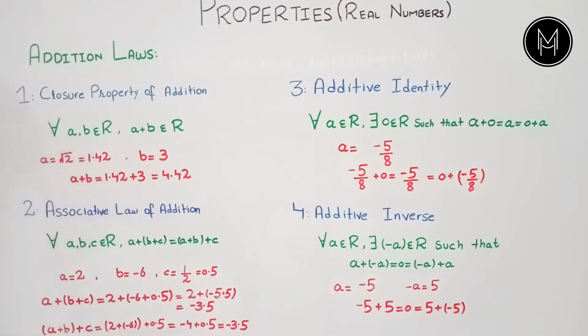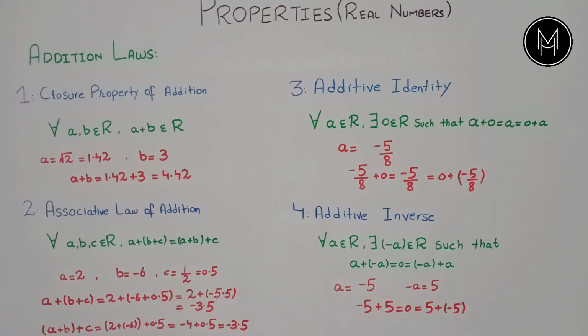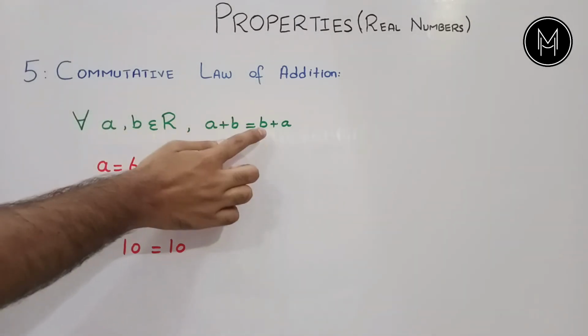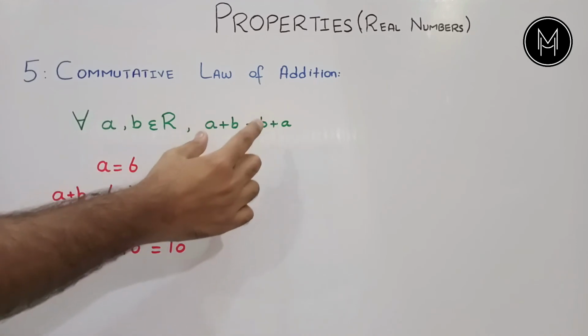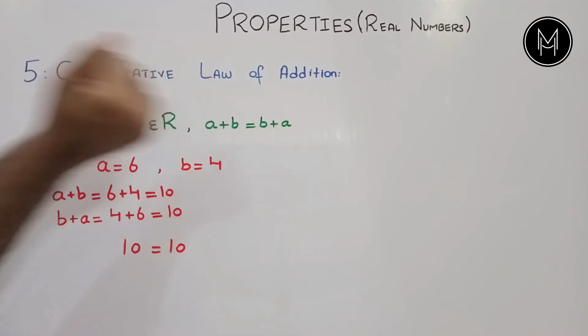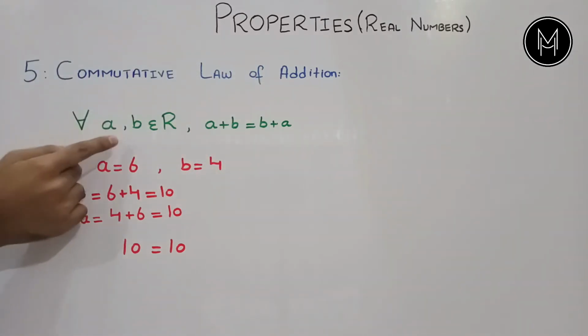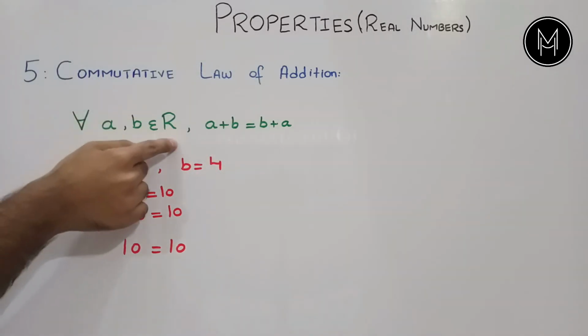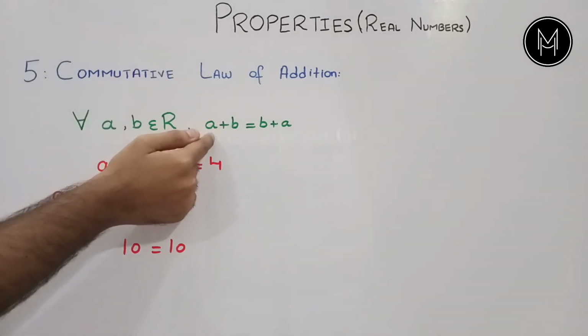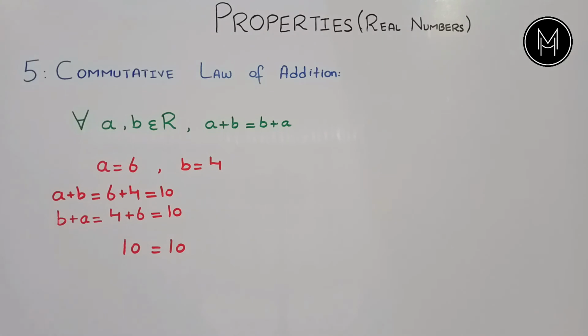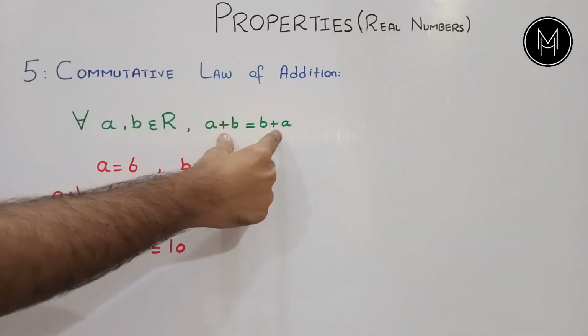Now we will talk about the commutative law of addition. So what is the commutative law of addition? Basically, this law says if we add a to b or b to a, the result would be the same, meaning order does not matter. This is the expression for the commutative law of addition: for all a and b, both members of real numbers, if we add a to b or b to a, we will get the same result, meaning these two expressions are equal.